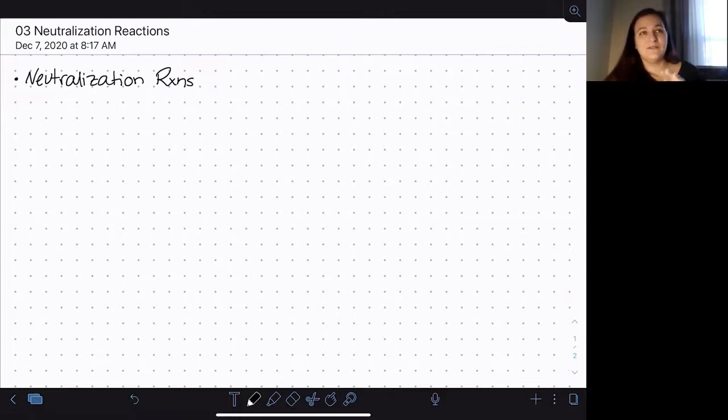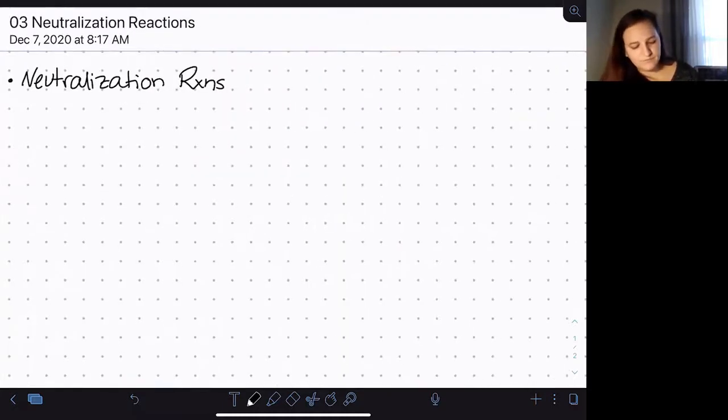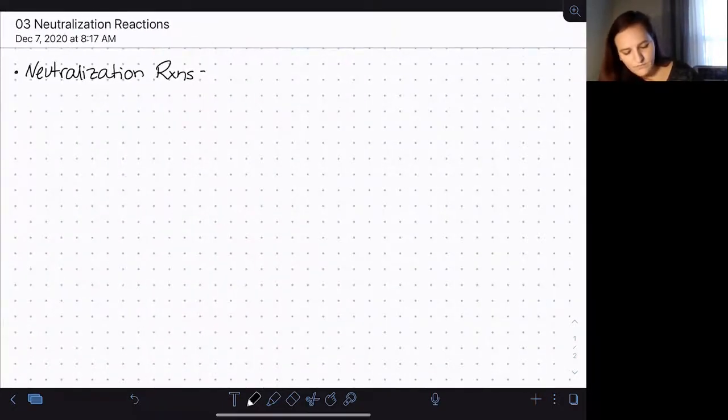So this reactivity, this chemical property about the way acids and bases interact with one another, is really fundamental to what makes an acid an acid and what makes a base a base. So a neutralization reaction is really just a reaction between an acid and a base.